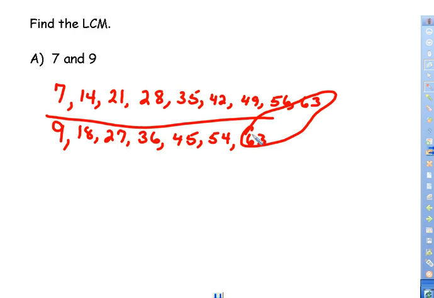Now some of you might look at this and say, well, all I had to do is multiply 7 times 9, that gave me that answer. It won't always give you the least common multiple. Will it give you a common multiple? Absolutely, but it won't always be the least common, so be careful with that.